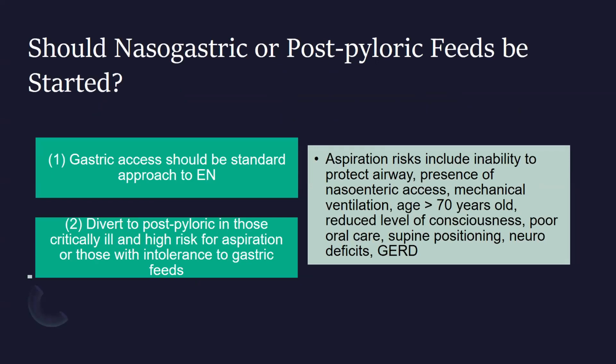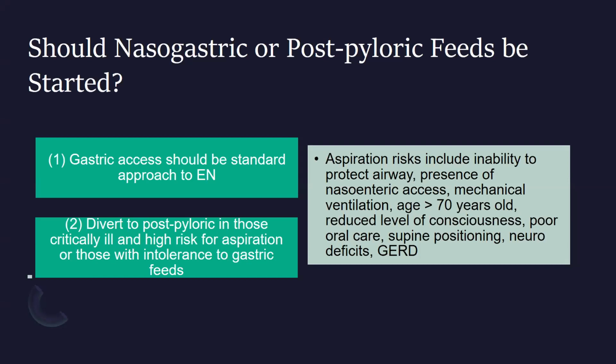But they say that you should divert to post-pyloric feeds in those at high risk for aspiration or those with intolerance to gastric feeds. And this sounds reasonable, but when you look at the aspiration risks that they publish, it's a huge number of our patients that we're seeing, right? I would argue the vast majority probably have some of those aspiration risks, which per the guidelines would suggest you should consider diverting post-pylorically.